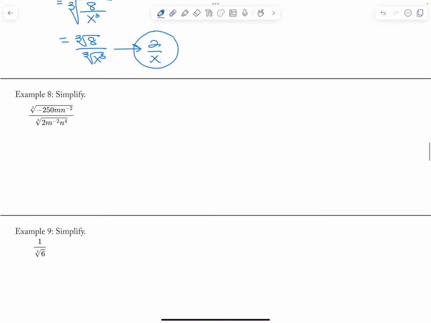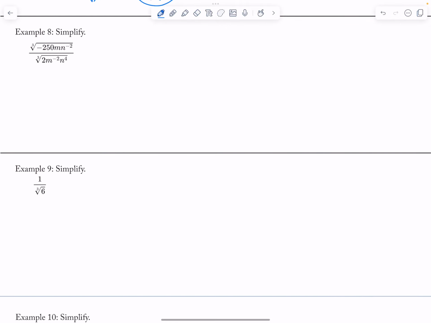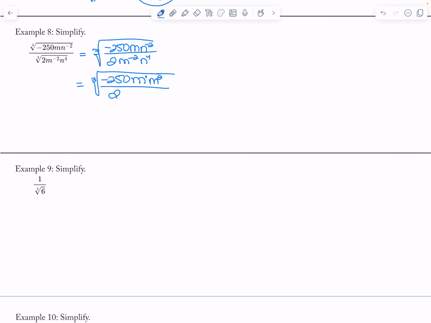Okay. Again, I would rewrite this just because I have numbers in the top and the bottom. I have variables that are the same in the top and the bottom. So I'm going to rewrite this as the cube root of negative 250 n to the negative second power over 2m to the negative second power n to the fourth. Okay, so when I move my exponents around, I have a negative 250. I'm going to have an m to the first power and an m squared. And I'm going to have a 2, and I'm going to have an n to the fourth, and I'm going to move that n squared to the bottom.